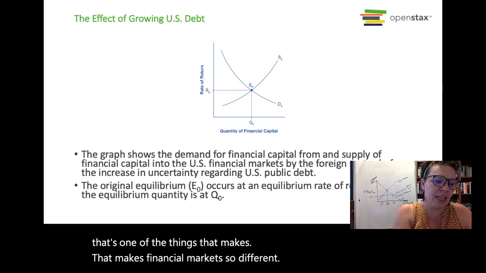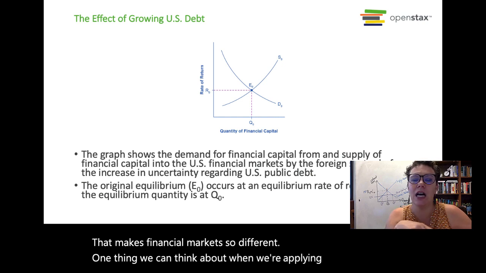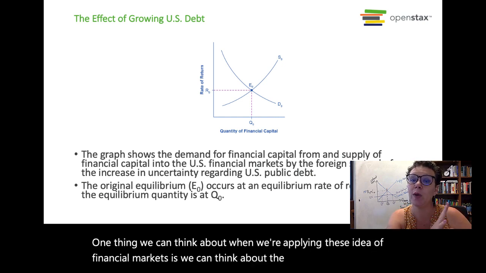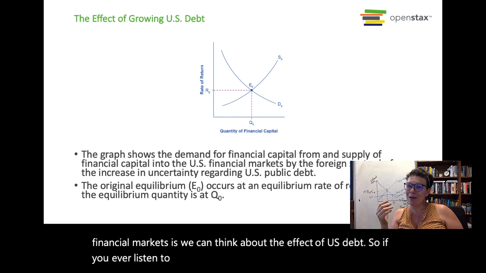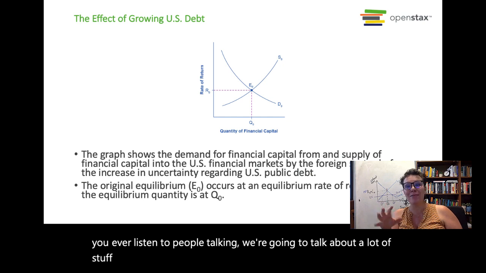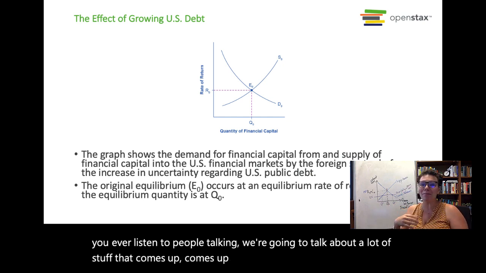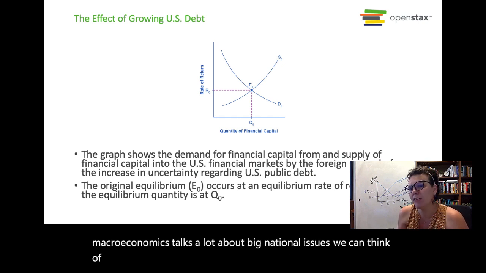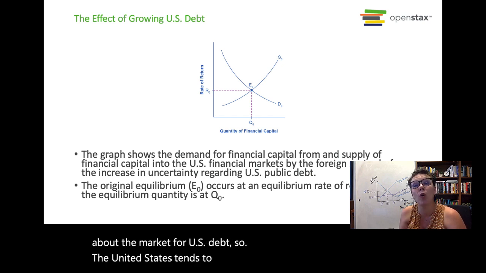One thing we can think about when we're applying this idea of financial markets is the effect of U.S. debt. If you ever listen to people talk, and we're going to talk about a lot of stuff that comes up commonly in this class because macroeconomics talks a lot about big national issues, we can think about the market for U.S. debt. The United States tends to spend more than it makes.